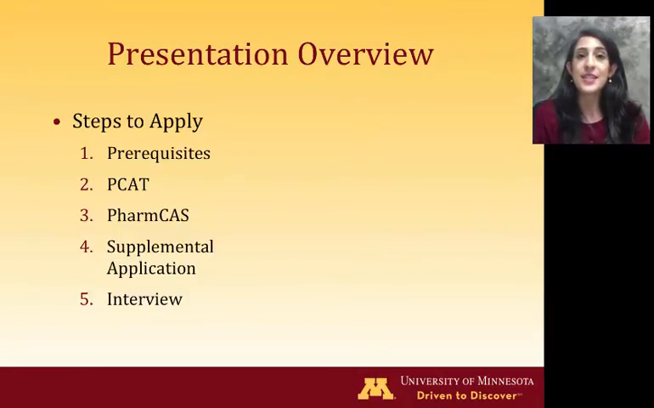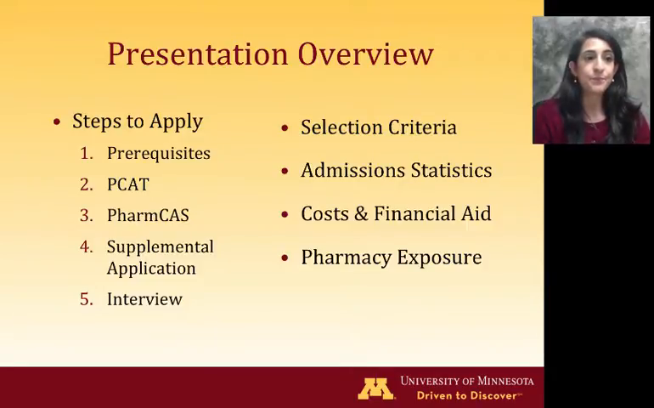The first is to take the prerequisite courses. Second, complete the PCAT. Third, start a PharmCAS application. Fourth, complete the U of M supplemental application. And finally, come on campus for an interview. Steps 1 through 3 can be completed in any order and will likely overlap. For example, you may be taking prerequisite courses while beginning your PharmCAS application.